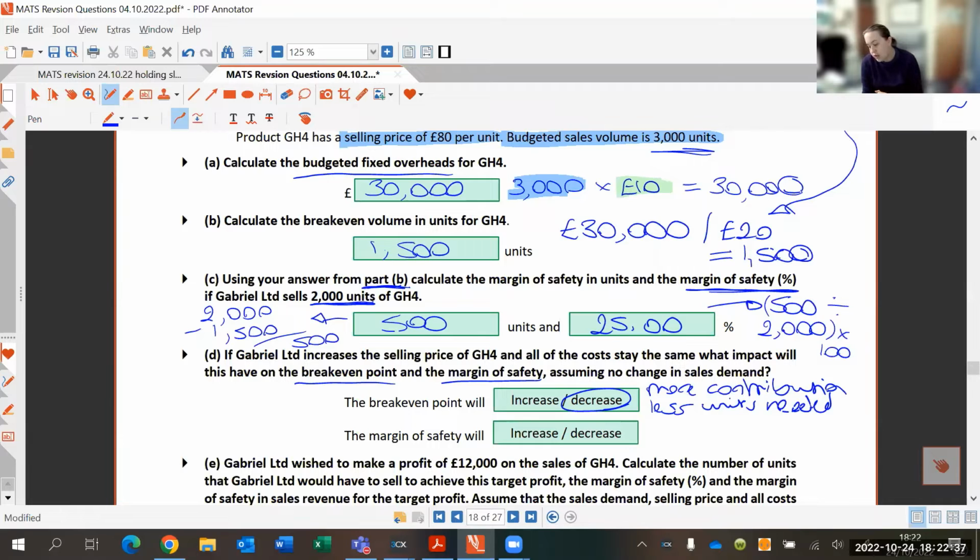What about your margin of safety? As this is the difference between what we're planning to sell and what we need to sell. We've got a lower break-even point. What happens to the margin of safety? What happens to that gap between the plan and what's needed?